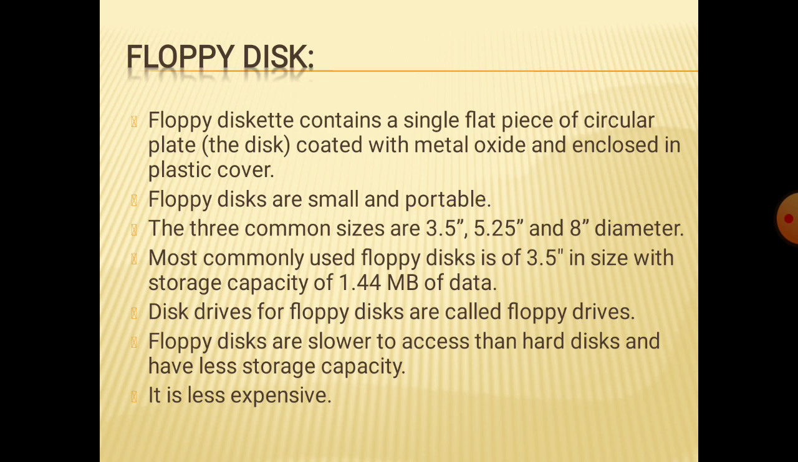Then, the three common sizes of floppy disk are 3.5 inch, 5.25 inch and 8-inch diameter. Based on the size we have different types of floppy disk, meaning just the differences in the size only. As the size differs, the storage capacity also differs. So we get three common sizes of floppy disk: the first one is 3.5, the second one is 5.25 and the third one is 8 diameter.